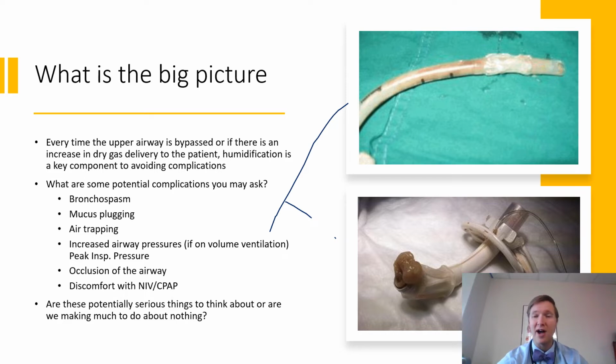So there are a lot more serious complications when we don't provide humidity in areas that we need it. So potential complications, you may ask, right? Bronchospasm, we've already talked about. Mucus plugging, that's a big one that could lead to hypoxemia, that could lead to a code, especially with pediatric patients where the pores of Kohn and the canals of Lambert really aren't functional yet in your smaller pediatric patients. That can be a very significant thing.